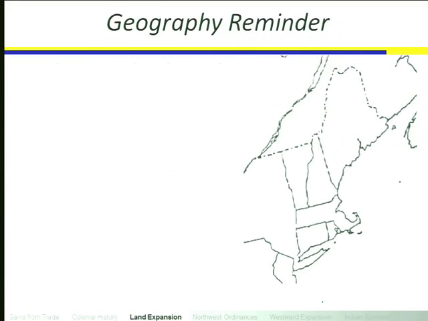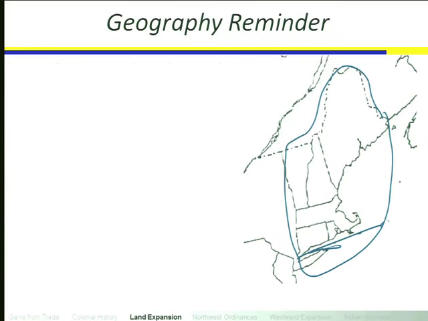So first, let's make sure we're good on the various regions. You need a copy of your map. Here I'm showing New England. New England are those six states, which were not all colonies.